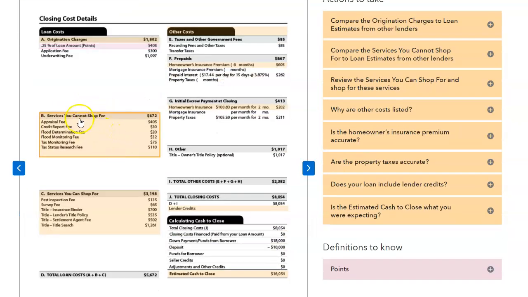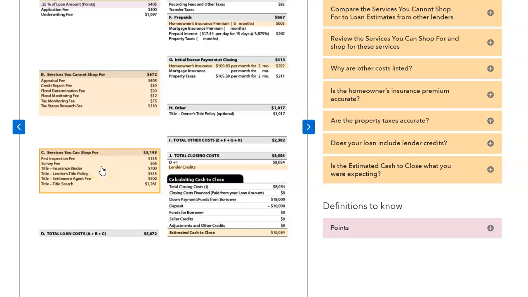Services you cannot shop for. These are third-party items that you don't have any say as to who we get these from. Again, we have to be accurate with these fees. So the appraisal fee, credit fee, flood determination fee, tax monitoring, and tax research fees. Those are things you cannot shop for.